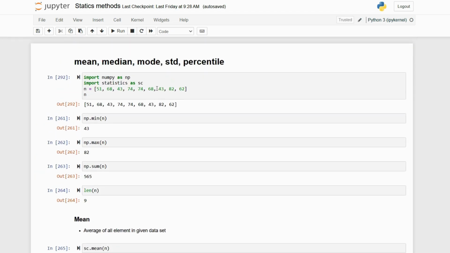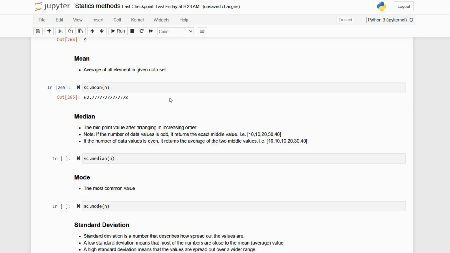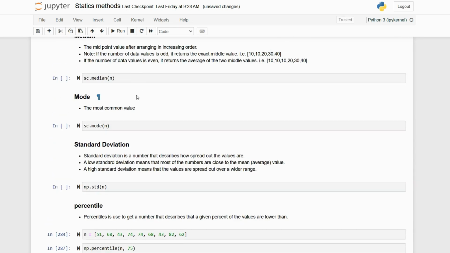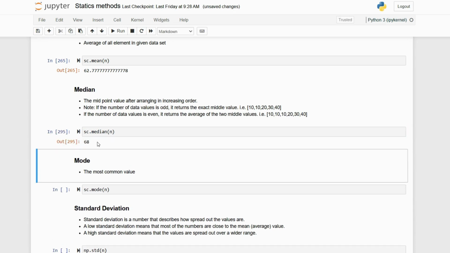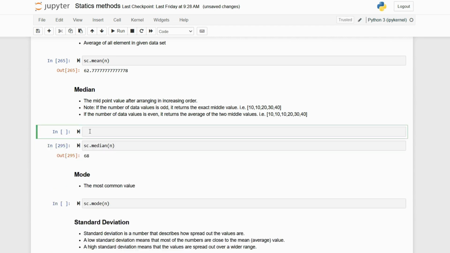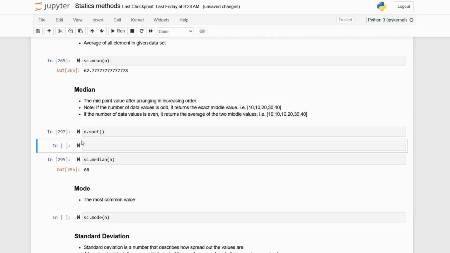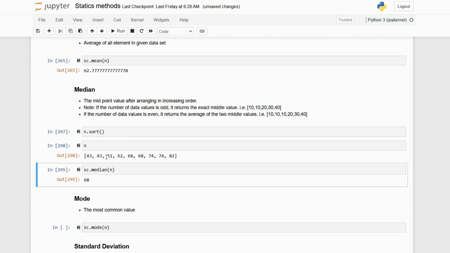Okay, so this is our data set. Let's rerun it, and if we calculate the median again, 68 is our answer. Let's check one more time how it calculated. It sorted the data set first, and now if we see, this sorted data set has a total of 9 elements, which is an odd number of elements. So the exact middle value is called the median. That's why our answer came as 68.